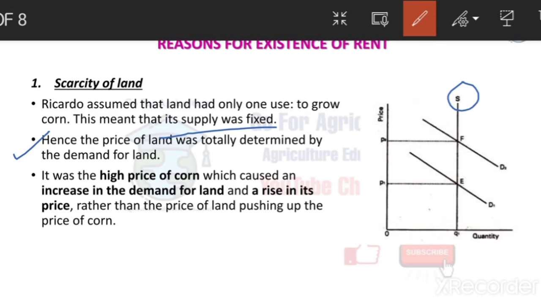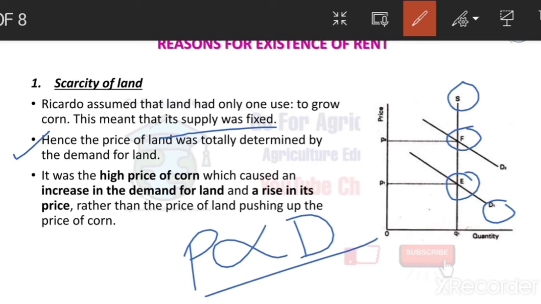So if you see this D1, at the D1 point, it is E, means at E price is P1. At the same time D2 मतलब at point F price is P2. मीन्स यहाँ पे दो डिमांड्स है, दो प्राइजेस है. It means price is directly proportional to demand. So based on this thing we can finalize that there was a higher raise in price of corn मतलब during the Napoleonic War, like we have seen in the first slide.